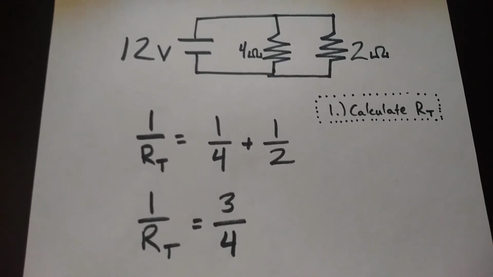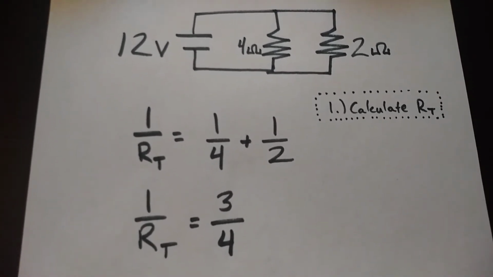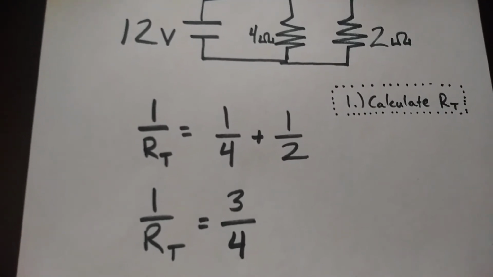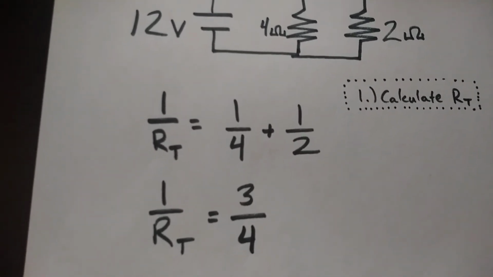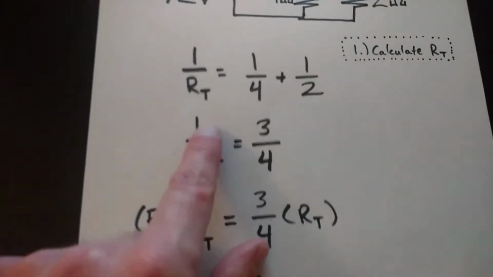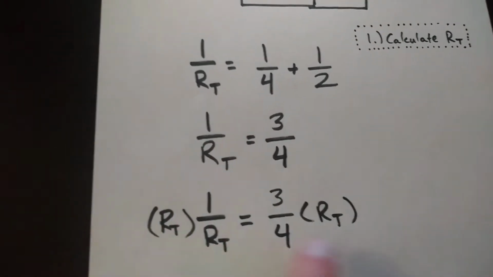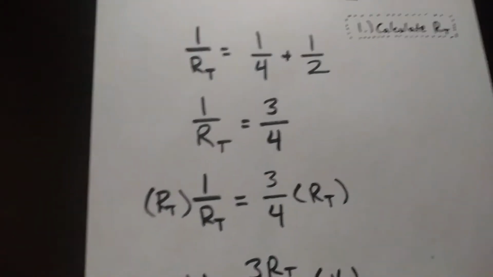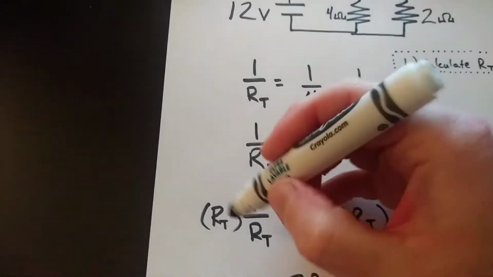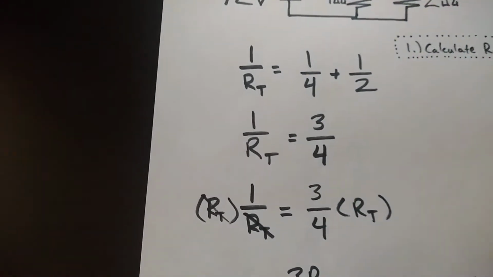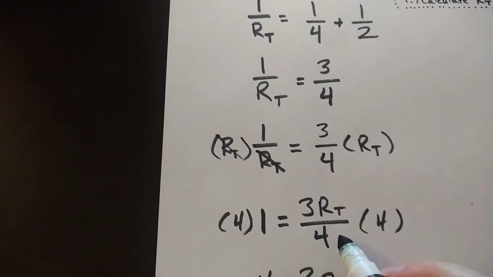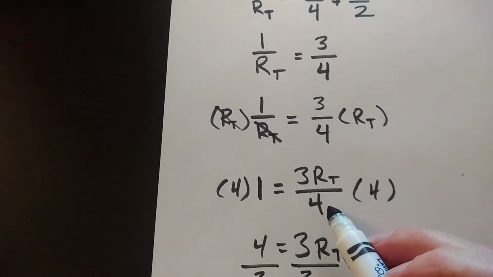From here, if you had your school calculator, or if you find something similar online to do the same things for you, you could plug it in, let the calculator solve it for you, and be done. But if you don't, you'll have to do a little bit of algebra. So let's see that algebra. If I've got 1 over RT, I'm going to multiply both sides by RT to get that variable out of the denominator. What that means is that we are going to cancel out those, and I'm going to get 1 equals 3R over 4.